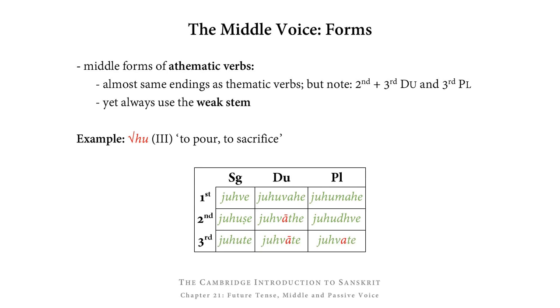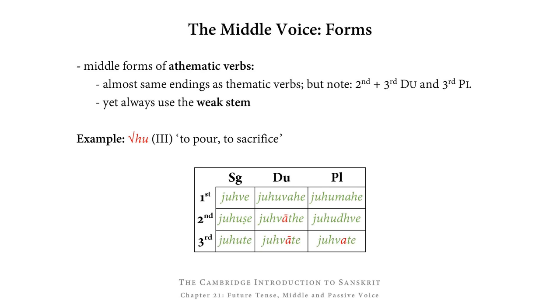Now, in front of the first singular ending e, which begins with or is a vowel, the u at the end of the weak stem juhu changes into its prevocalic form, which is w, so we get juhwe, then juhushe, notice internal sandhi from se to she due to ruki, then juhute, dual juhuwahe, second dual juhwate.